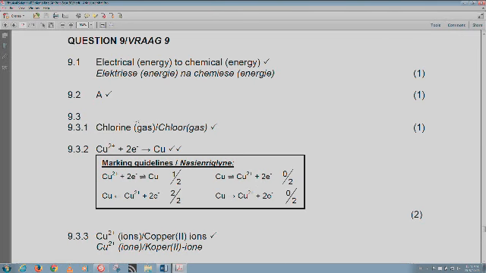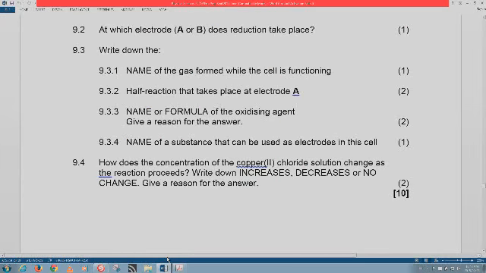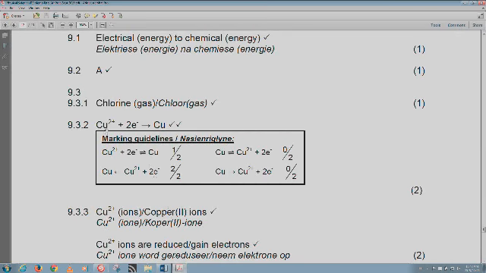But because gas is already part of the question, the learner can just say chlorine, not Cl2, colleagues, because the name is needed there. So it must be chlorine, not Cl2, not Cl, nothing. It must be chlorine. And then question 9.3.2, write down the half reaction that takes place at electrode A, and that half reaction is Cu2 plus 2 electrons forming Cu.